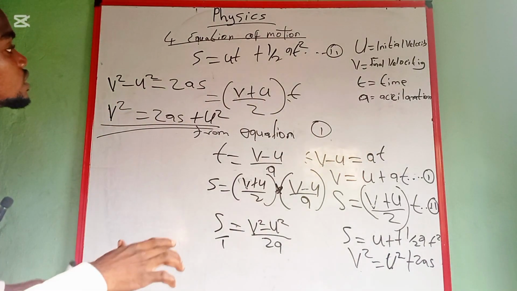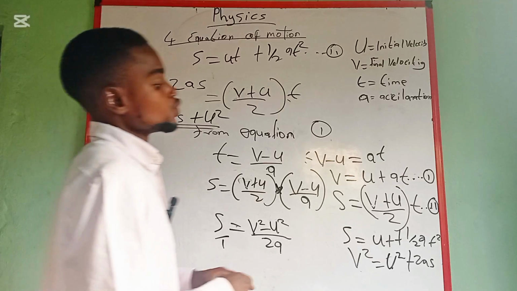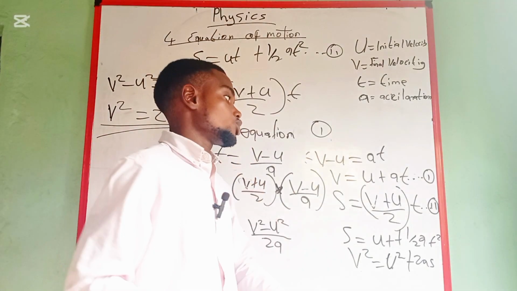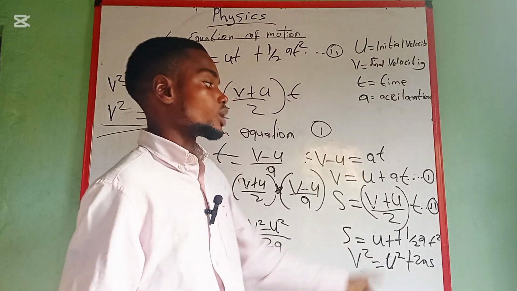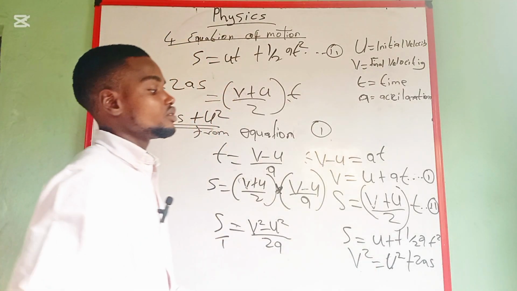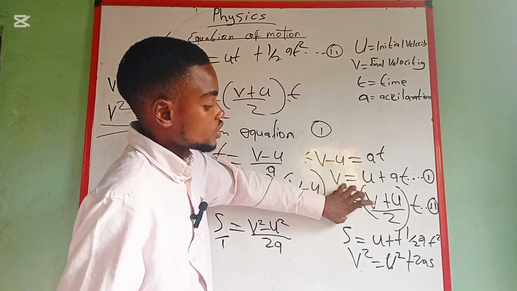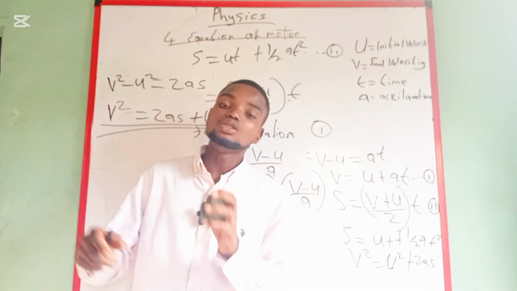Now what you have to note is, somehow we have to refer to it as the third equation of motion. This one is the first one, and the second one, this one is what? The third one. Right. In my next video, I'm going to be telling you how you can make a right choice of which equation you have to choose in your question.